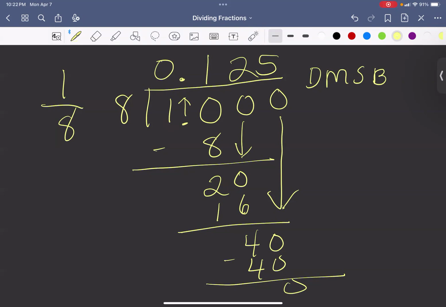0.125, or 125 thousandths. And if you need to, you can create lines so that your numbers are in columns. I know sometimes for learners this can be a challenge, so you can add lines so that you can keep track of your numbers. Let's do one more.